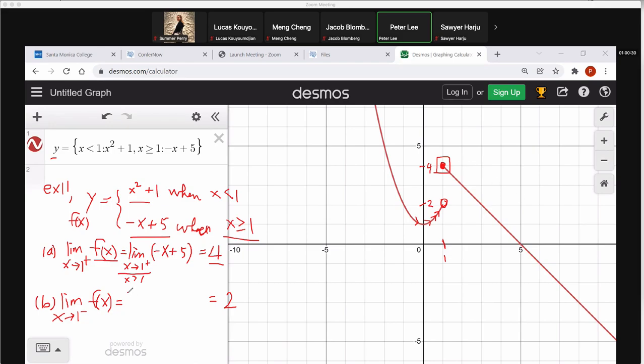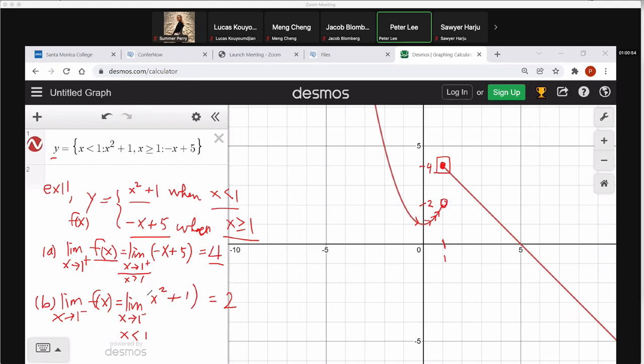In this case, now let's do this algebraically. If we did not have the graph, what do you do? The limit as x approaches 1 minus, and what does that mean? That means x is less than 1. If x is less than 1, which branch do we use here? We use x squared plus 1.